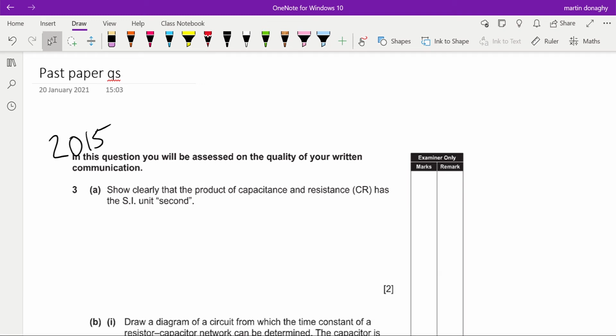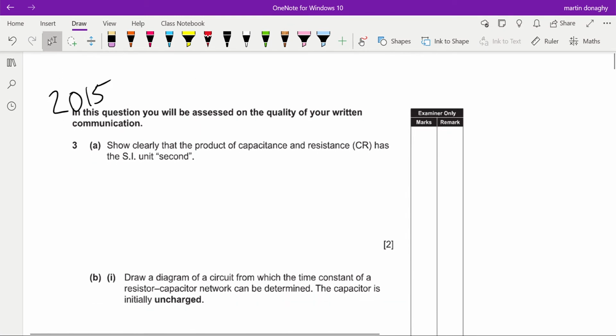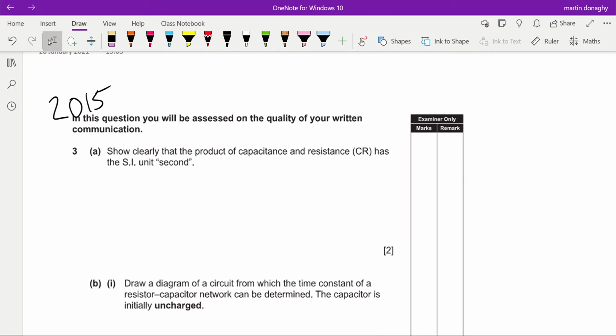Okay, let's look at this 2015 paper. Quite a typical question you tend to get. First one is, show that the product of capacitance and resistance has the SI unit the second. So if you remember, that product is our time constant, so it should be measured in seconds.